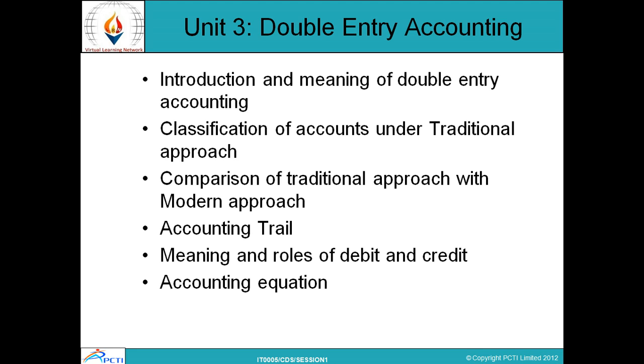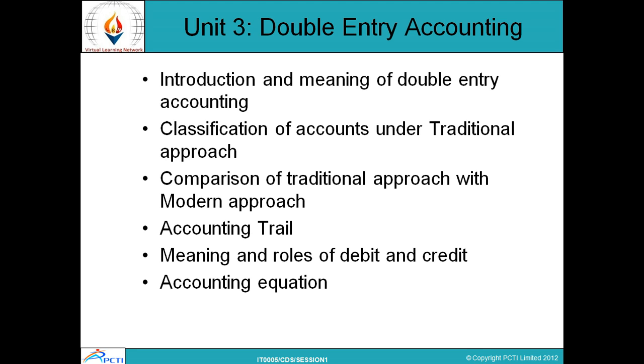This unit, that is double entry accounting, will help us to understand the meaning and the introduction to the double entry accounting system. We will understand the classification of accounts under the traditional approach. We will also compare the traditional approach with the modern approach. We will understand accounting trial and meaning and the role of debit and credit. And at last we will understand the accounting equation, right?